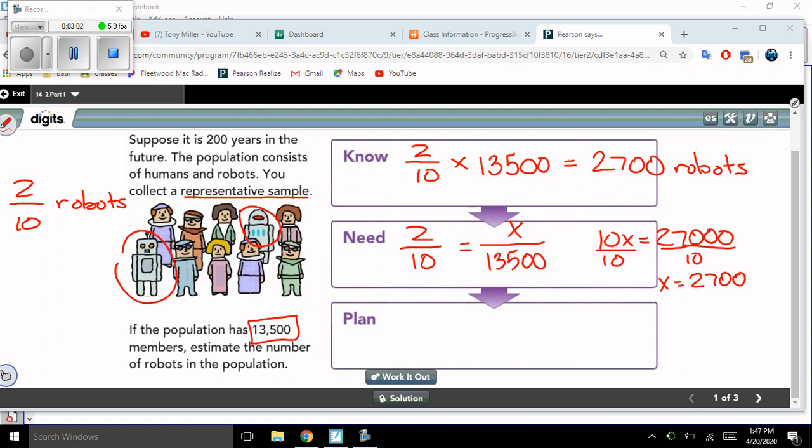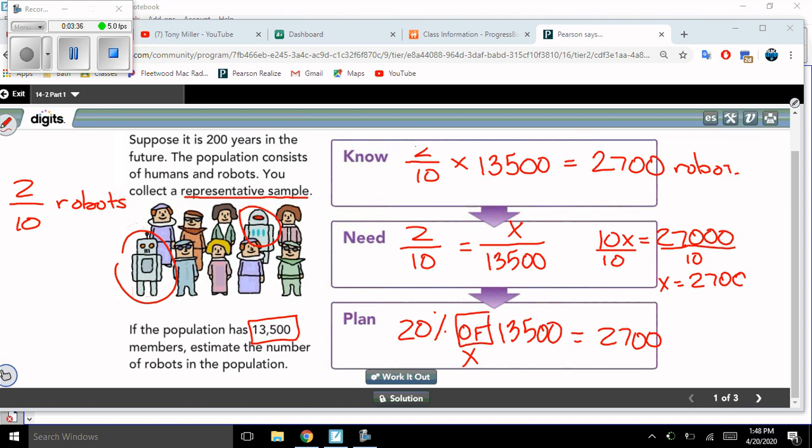One other thing that you could consider is saying, hey, 2 over 10 is really the same thing as saying 20%. And 20% you could think of as 20% times 13,500, because if you recall, the word of in my class means multiply. And once again, if you took 20% or 0.2 multiplied by 13,500, you could get 2,700 robots. So I've given you in writing there 3 examples of how you could attack these types of problems.